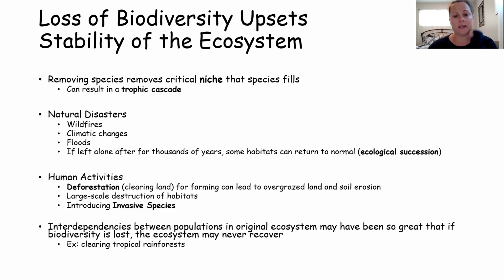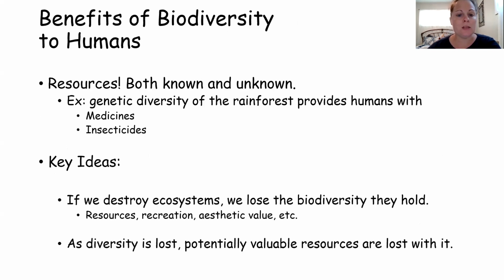Interdependencies between populations in an original ecosystem might be so great that once biodiversity is lost, the ecosystem may never recover. For example, clearing tropical rainforests might never recover in our lifetime from that. So why do we care as humans? Obviously, we should care about ecosystems, but when it comes to biodiversity and how it benefits humans, the number one concern is resources, both ones that we know and that are currently unknown. So the genetic diversity of the rainforest, for example, provides humans with medicines and natural insecticides.